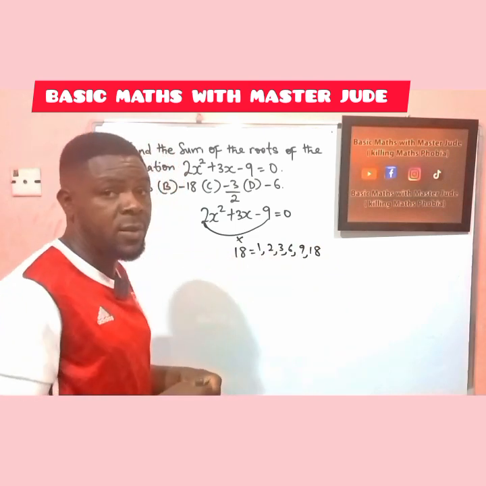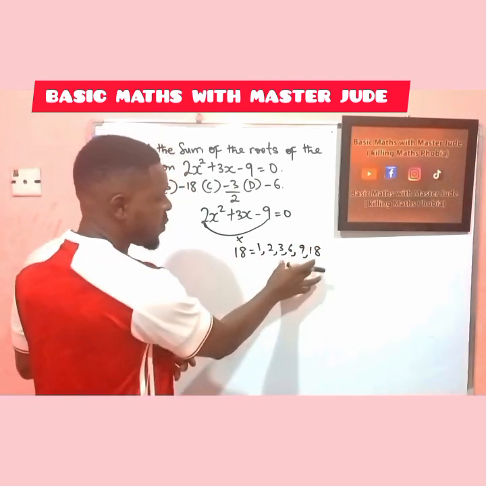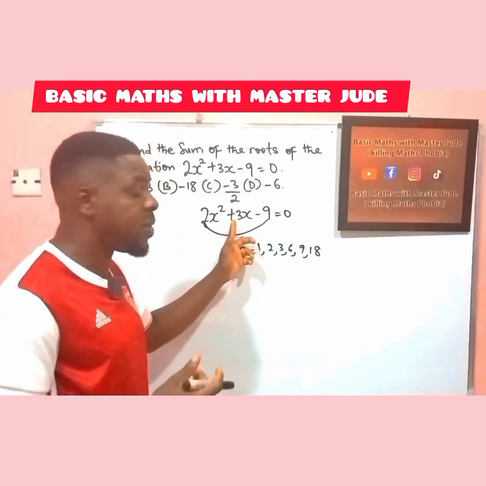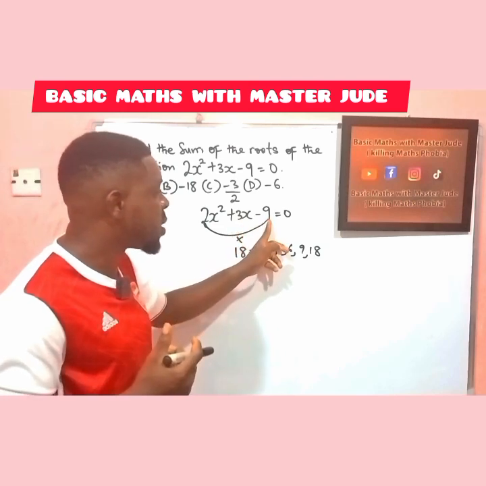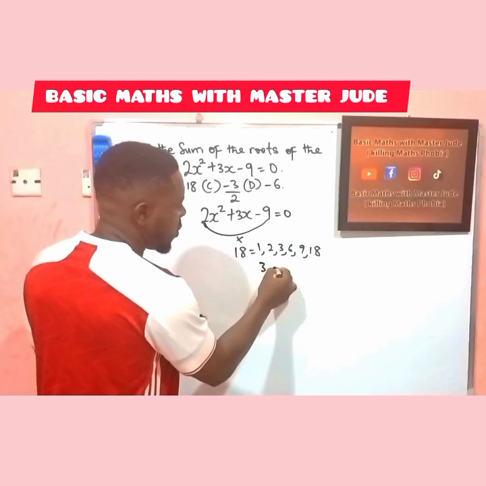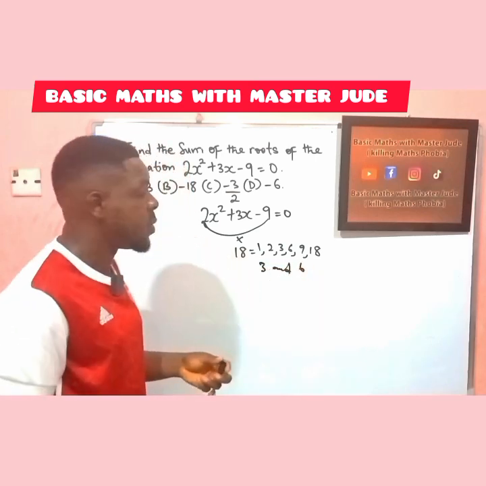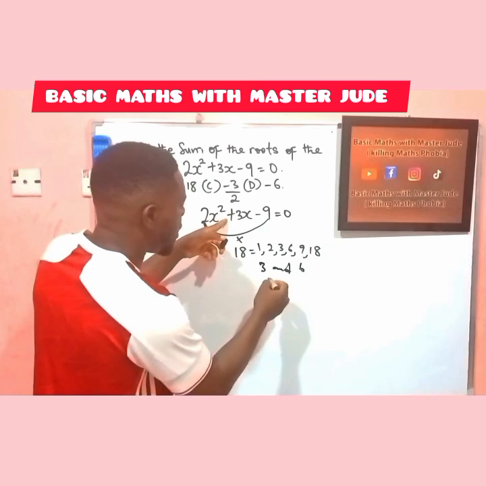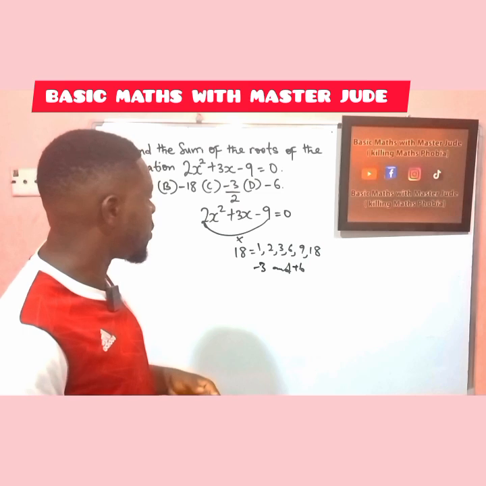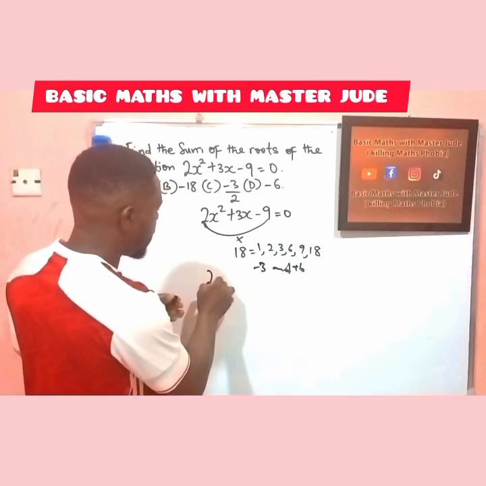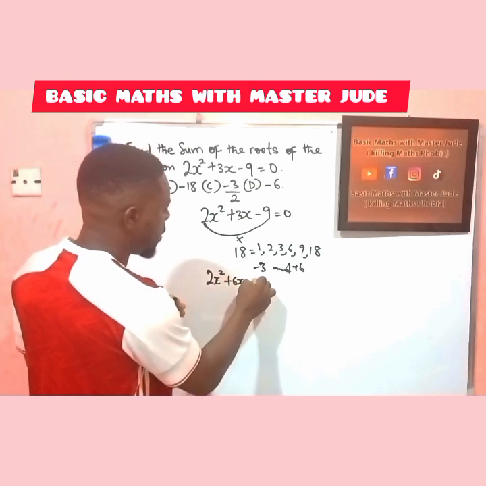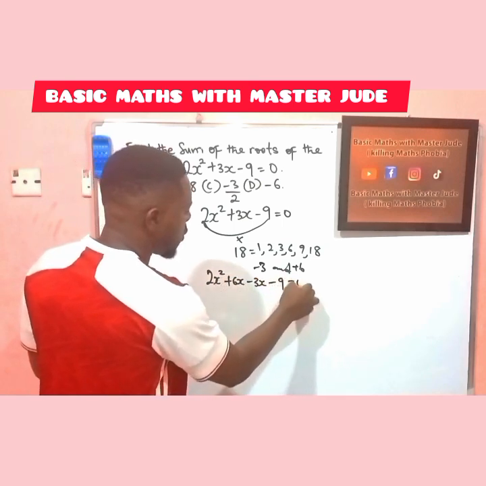These numbers can divide 18 without a remainder. Now, from the factors of 18, I'll pick any two numbers that if I add or subtract, it will give me 3. Then if I multiply the two numbers, it will give me minus 9. The two numbers I will pick are 3 and 6. Now, it is going to be plus 6 and minus 3. Meaning that I'm going to now do 2x squared plus 6x minus 3x minus 9 is equal to 0.